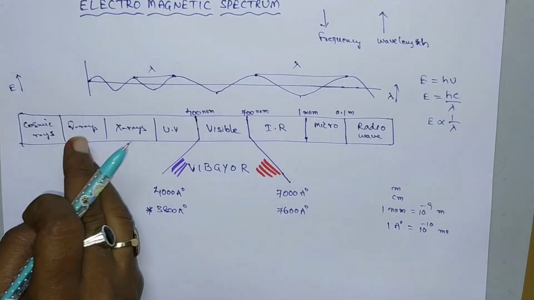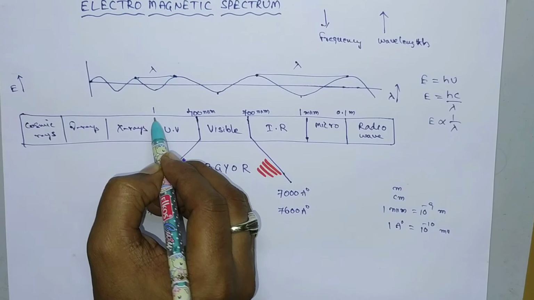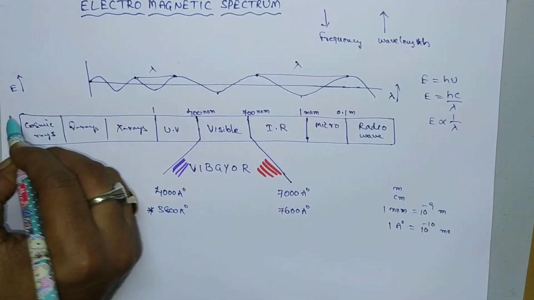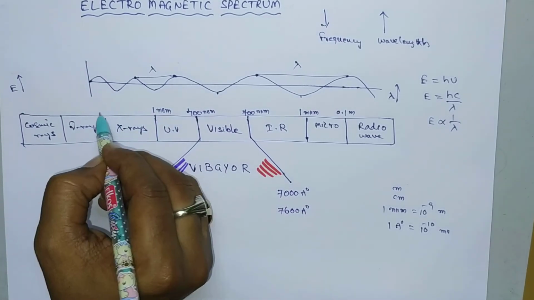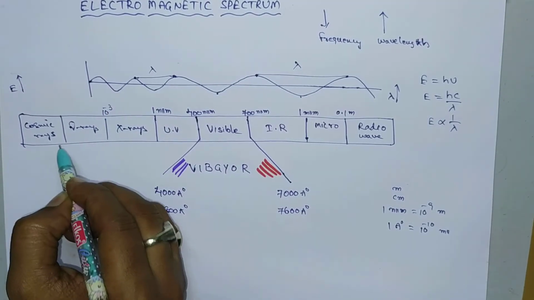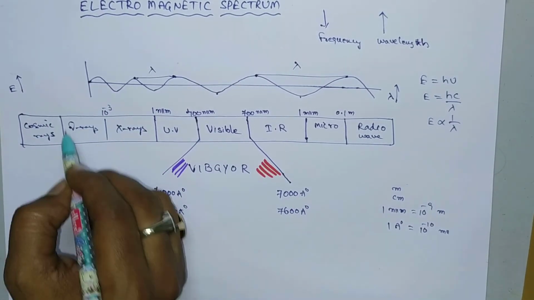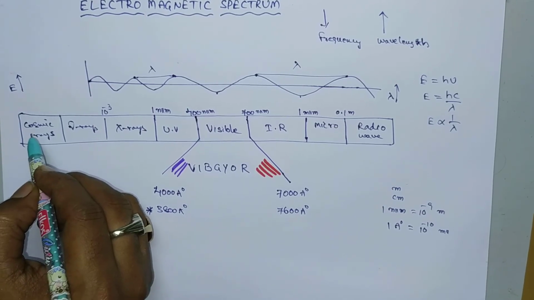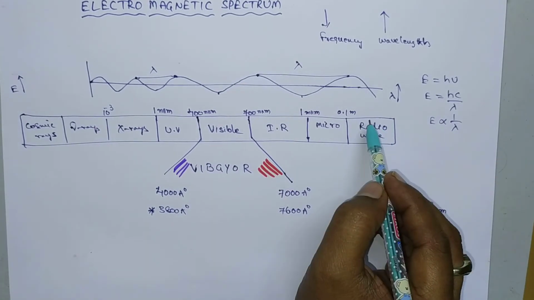And if we move towards the left hand side, from 1 nanometer to 400 nanometers, it is visible radiation. Here we are expressing all in nanometers. And if it is less than 10 power minus 3, then it is gamma rays. And cosmic rays possess very small wavelength and high energy. So these are the wavelength ranges.